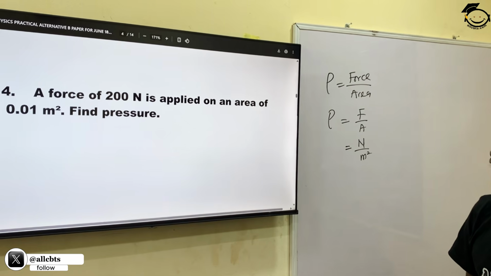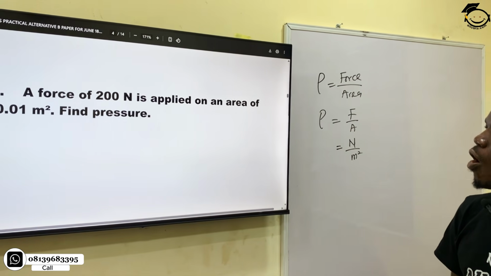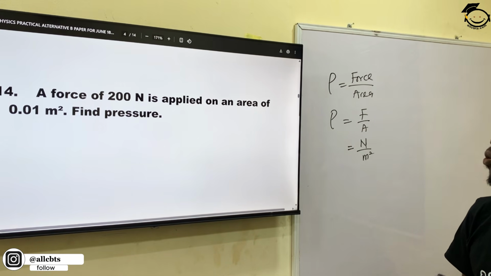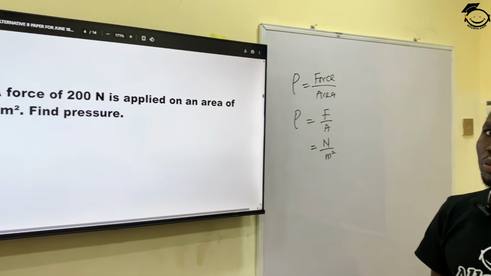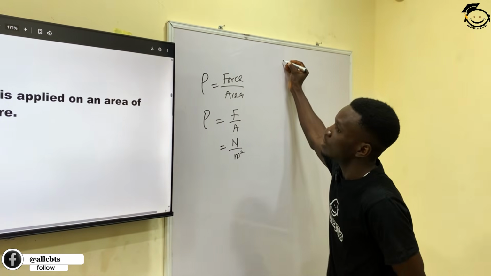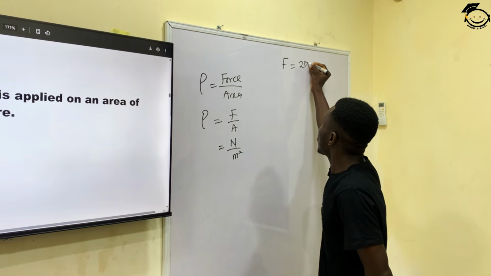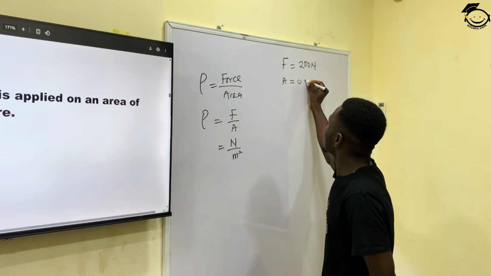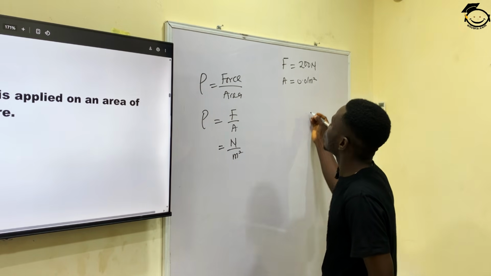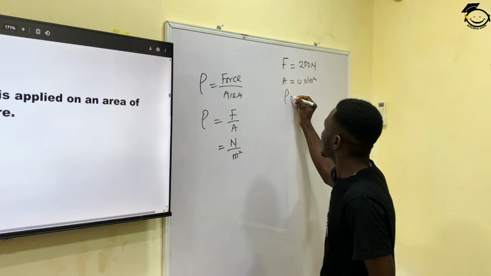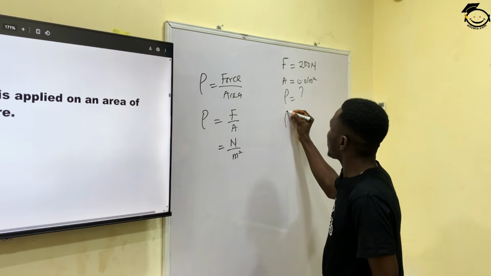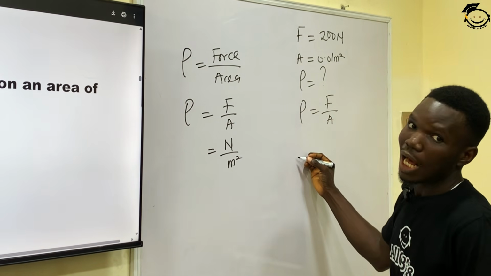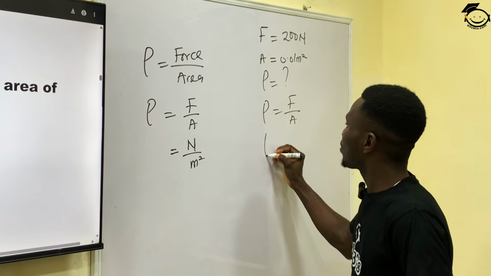Question number 14 says a force of 200 Newton is applied on an area of 0.01 meter square. Find the pressure. So in this question, we are given the force as 200 Newton, and we are given the area as 0.01 meters square. We are asked to find the pressure. So the pressure here is unknown. And we know that pressure is equal to what? Force over area.